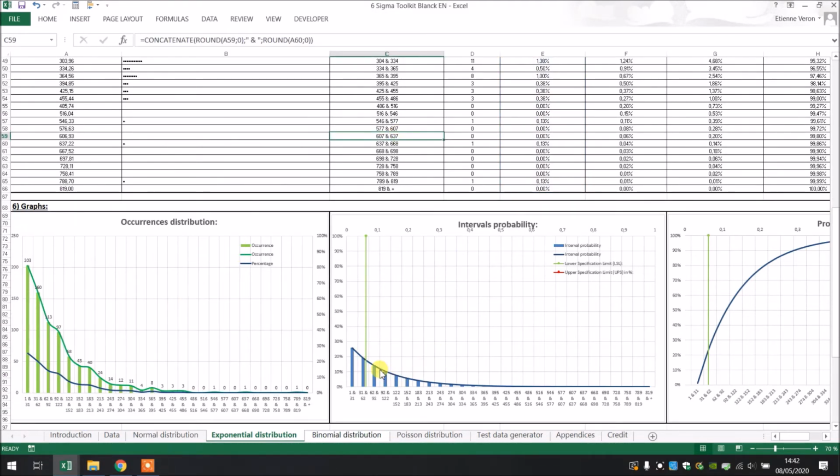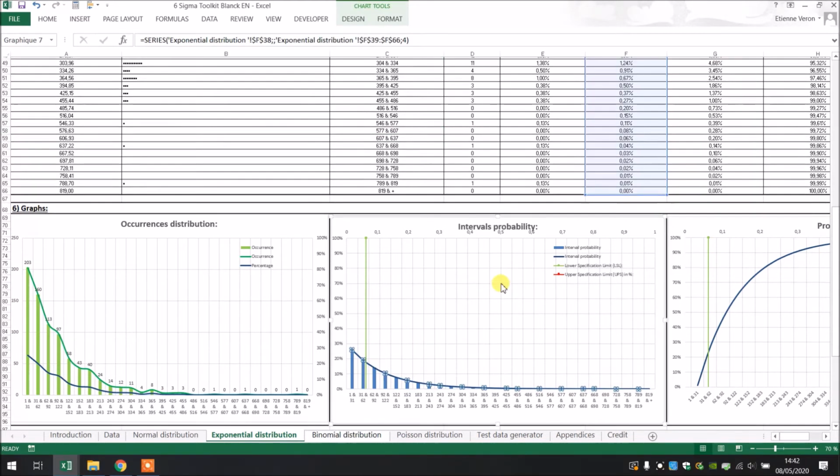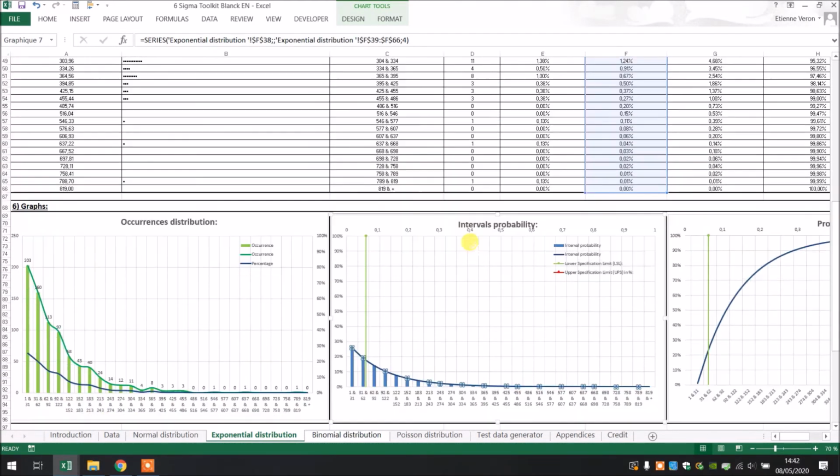And after, we have the exponential distribution, which is plotted right here with the lower specification limit and the upper specification limit. The upper specification limit we cannot see right here because we put 1 million. But what we know by that is there is 60% of values which are between the limits 50 and 1 million, and here we can see the 40% of values.